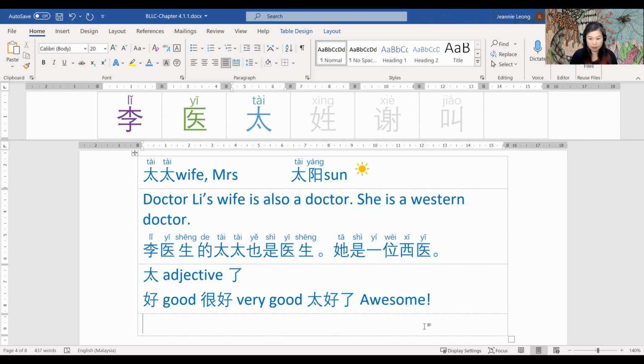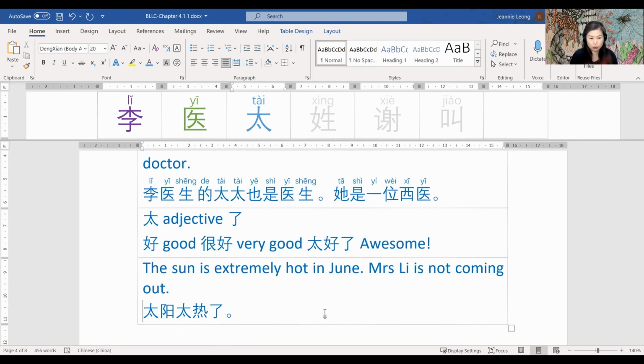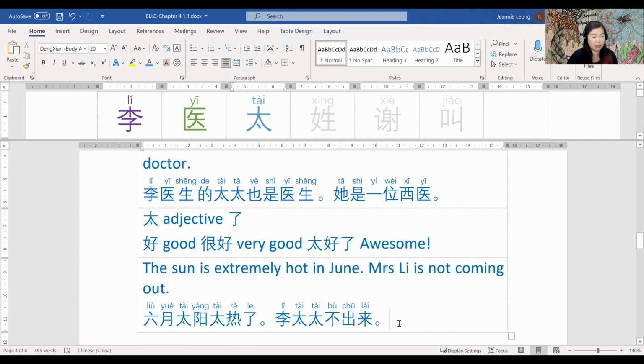Let's make another sentence involving the missus and the sun and the 太 adjective 了. Maybe I want to say something like the sun is extremely hot in June. You know, maybe Mrs. Lee is one of those that doesn't like the sun very much, so when it's really hot, she's not coming out of her house. Let's translate that. Now I know that in Chinese I can't translate it in this order, so I'm gonna break it down a bit in my head. So sun is extremely hot will be 太阳太热了. I could say 太阳很热, which is very hot. But I want to try and make it extreme. So 太阳太热了. But this only happens in June, so I would say 6月. I don't know if I should put a the or not. Maybe not. 6月太阳很热，李太太不出来。6月太阳太热了，李太太不出来。Yep, they ain't coming out in June because it's too hot.